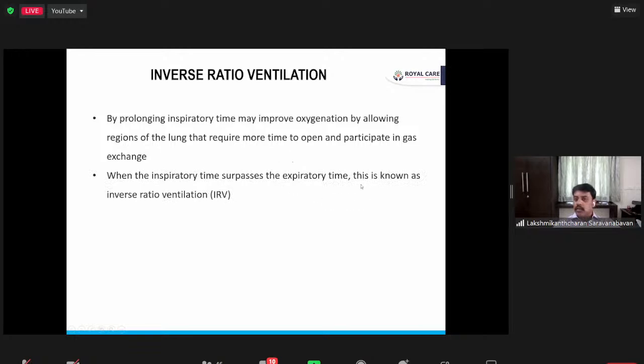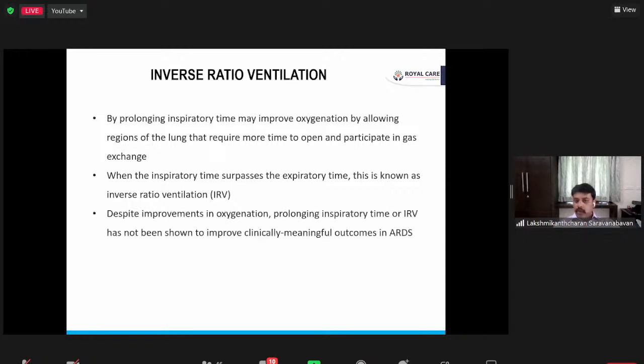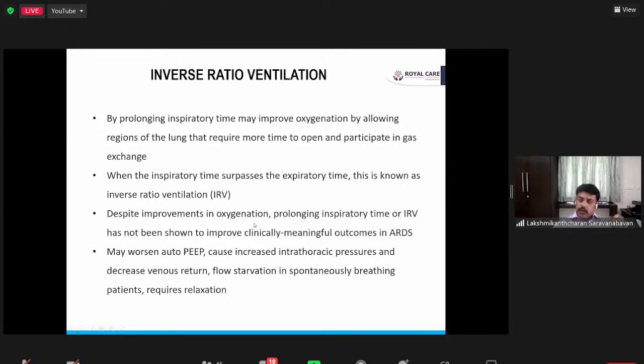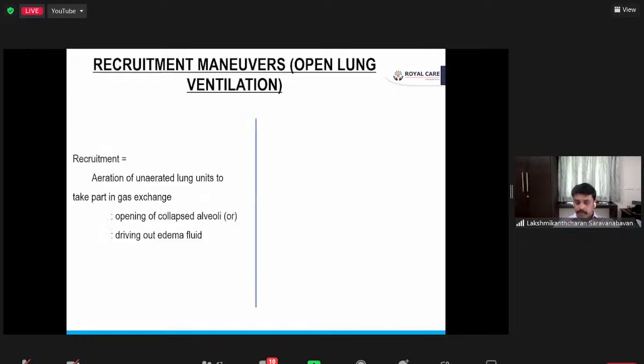When the inspiratory time surpasses the expiratory time, that is 1:3, it becomes 1:2, then we come to 1:1. Inverse ratio means it inverses. That is, we give a ratio of 2:1 or 1.5:1. That was studied in multiple studies, and despite improvements in oxygenation, it did not show improvement in meaningful outcomes of ARDS. So definitely inverse ratio ventilation is not recommended, but you can have some decrease in your expiratory time to give more inspiratory time. What we use is somewhere around 1:1.8 to 1:2 or 1:1.5, but definitely not an inverse ratio ventilation.